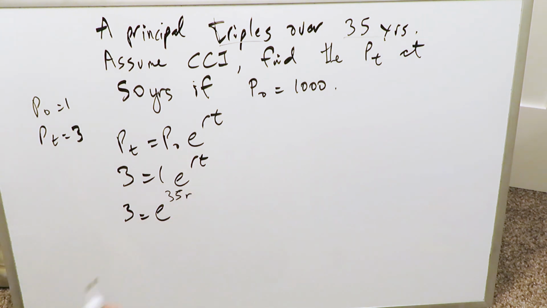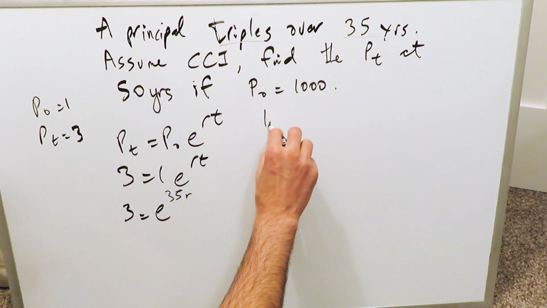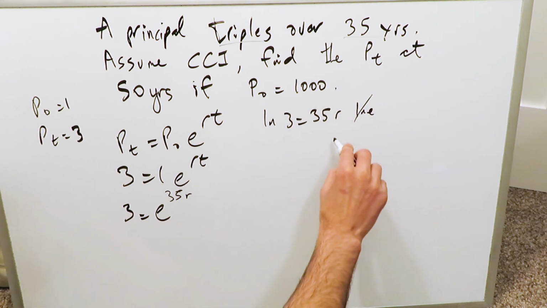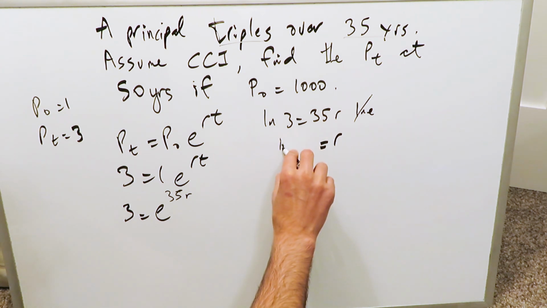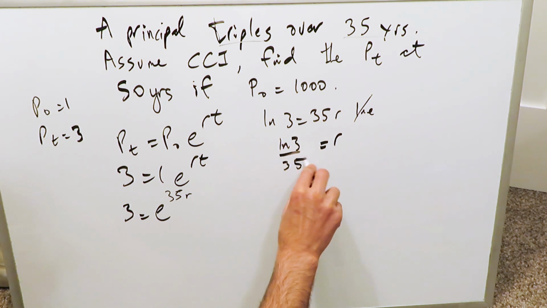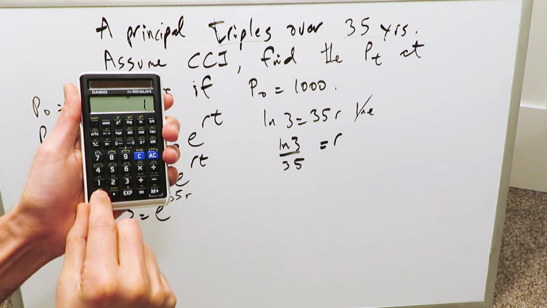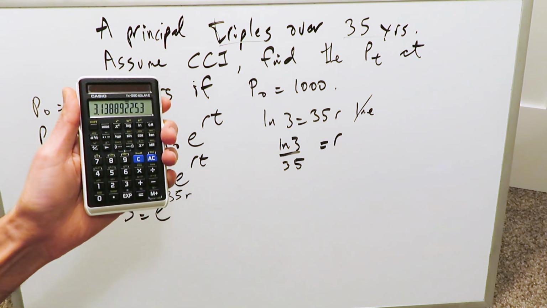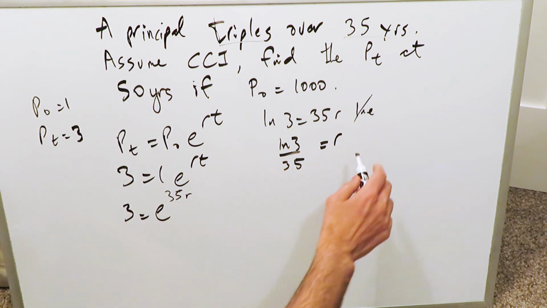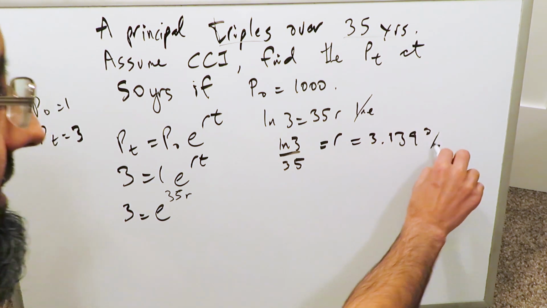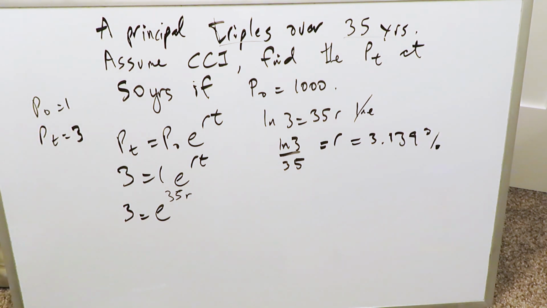We have to solve for this r to get the rate, the compounding rate. Bring in the natural log. Natural log 3 is equal to 35r natural log e. That's equal to 1. Solve for r. r is equal to natural log 3 over 35. This represents your rate. We'll multiply by 100 to get it into percentage. 3.1388. We'll write this here as 3.139%. That's our rate.